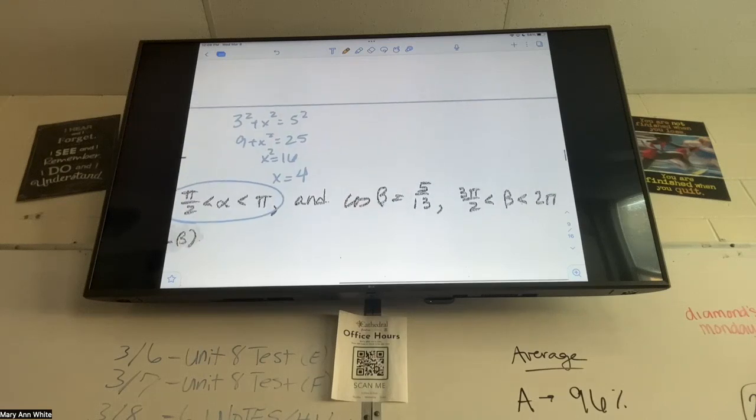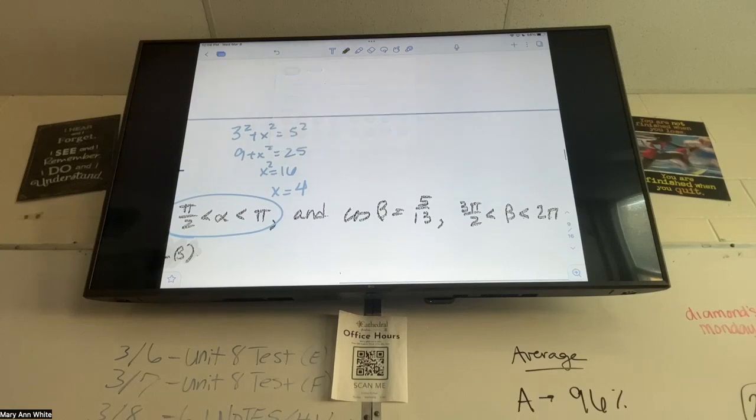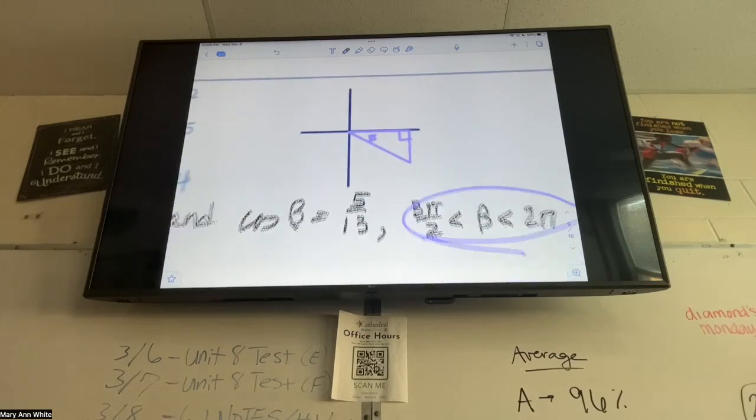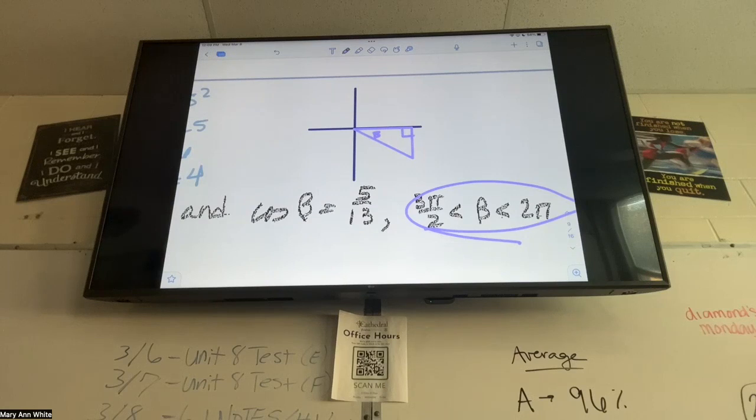Let's do the exact same thing for B. So let's do B, or beta. What quadrant is beta gonna be in? If I'm between 3 pi over 2 and 2 pi? The fourth quadrant. We'll put a little B in there for beta. We'll put our little right angle. And then I know this is cosine of beta, so that means I know adjacent and hypotenuse.